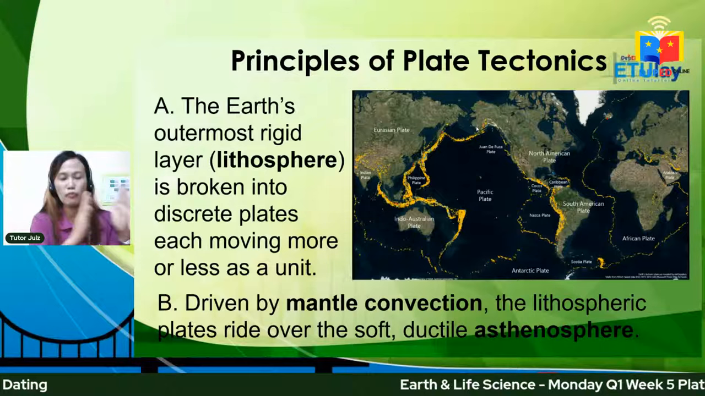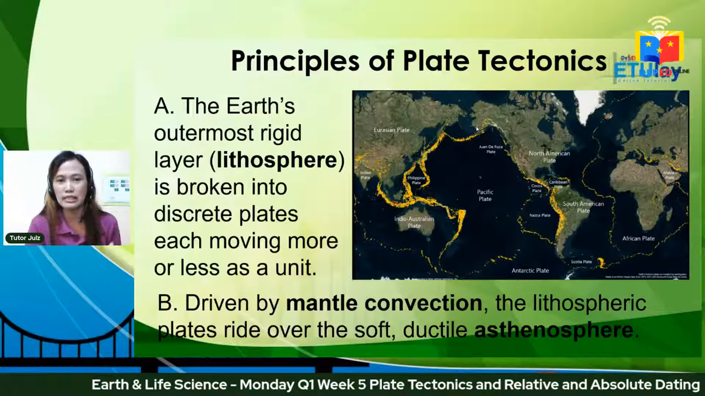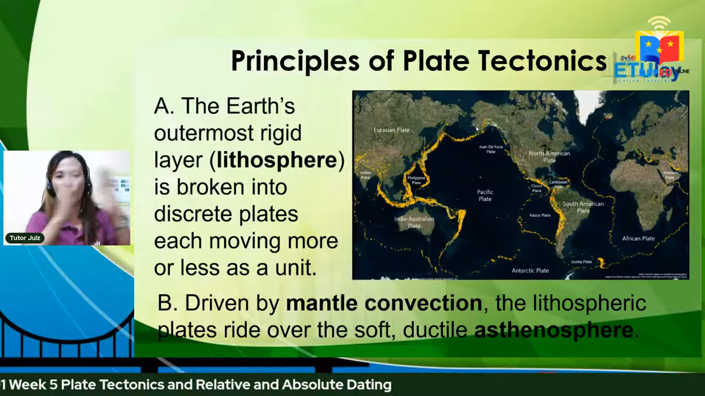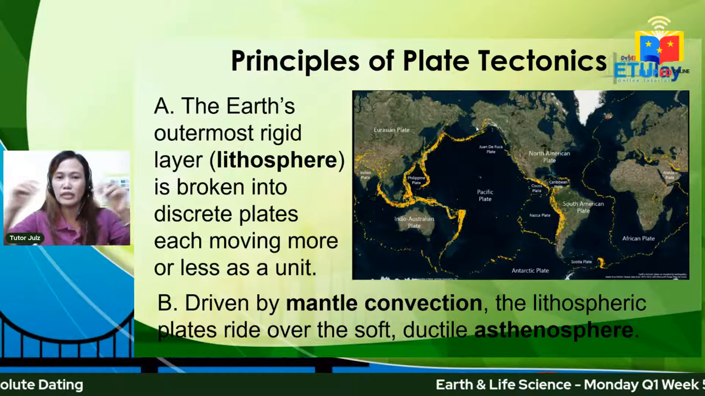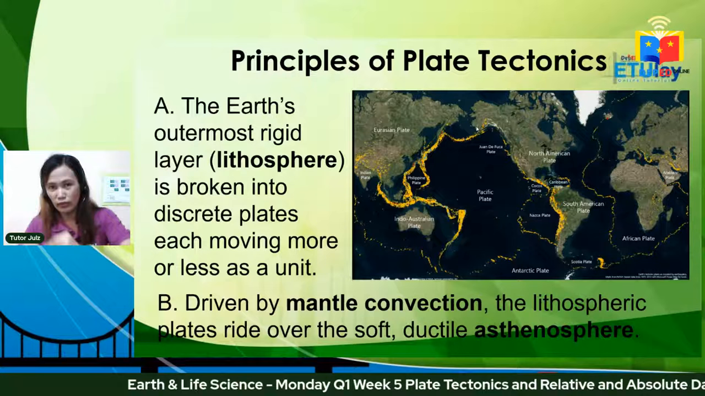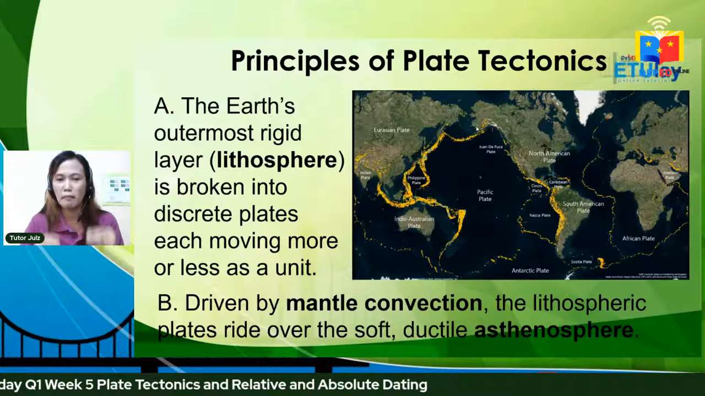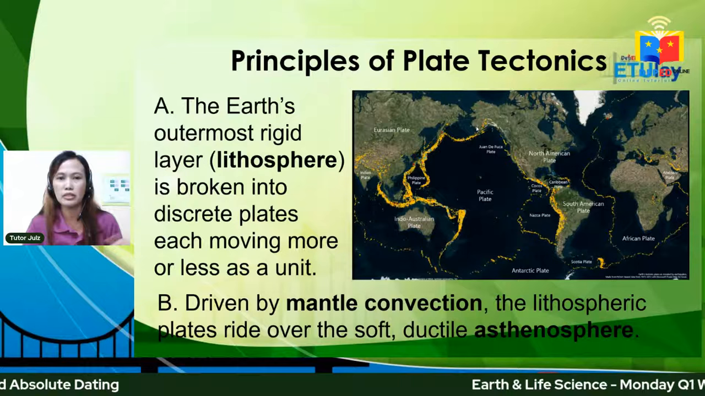Bakit mag-move siya upward? Because of the particles na naging active. Pag nainitan, nagiging active, so it will move upward. Once na nasa taas na ng mantle on the upper part, it cools down. Then the particles move closer again. Then it forms a denser material to move downward. So bababa siya ulit. So there is a continuous movement of the magma from the top to the lower part. So that is the cause of the movement of the plate. Okay, that is letter B.